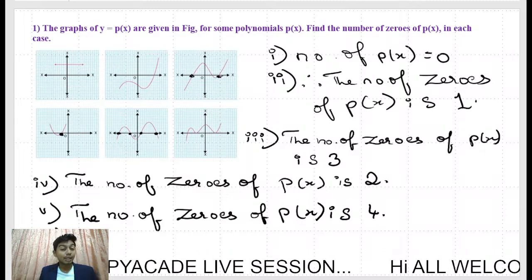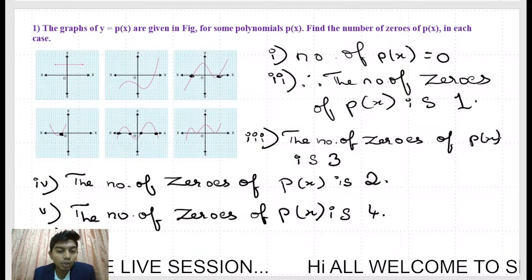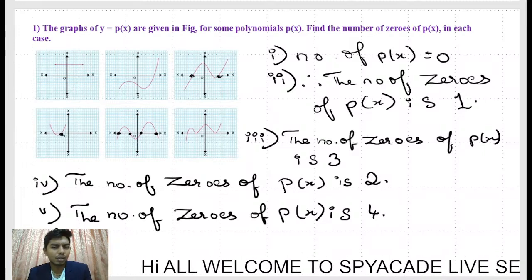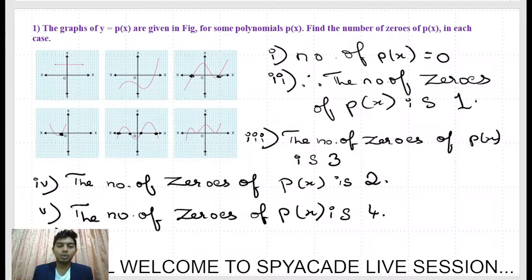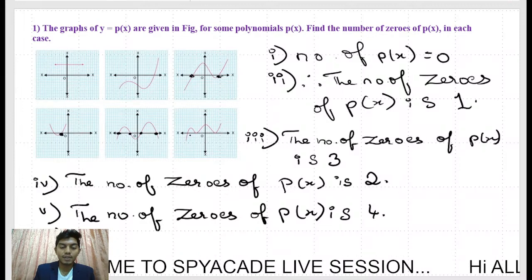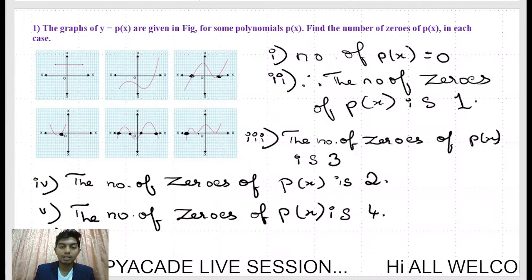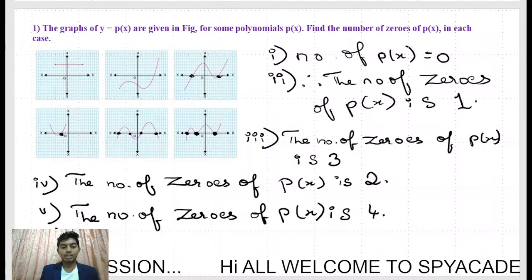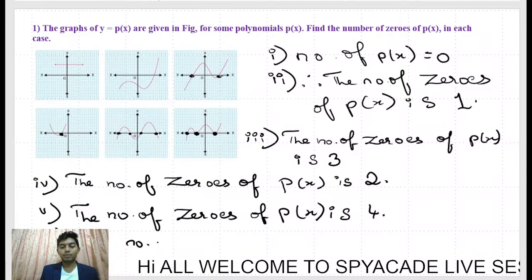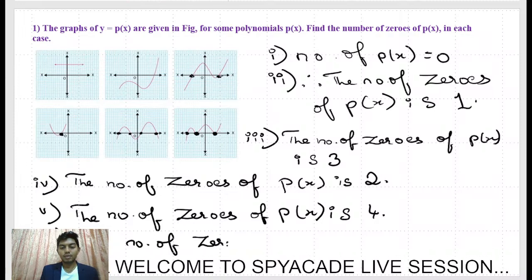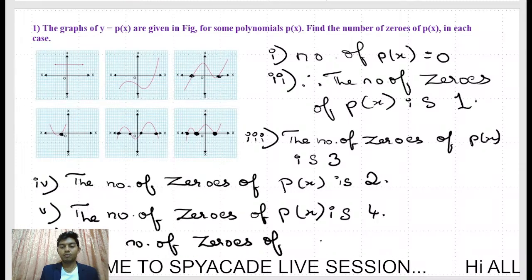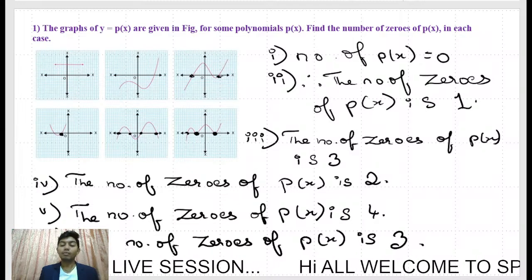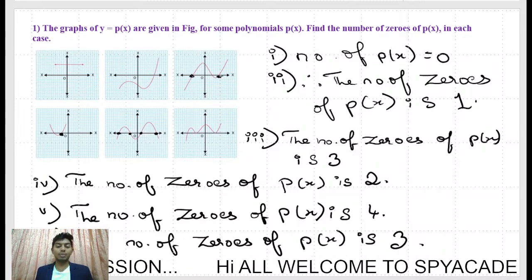And then the last one. See here, it's not crossing at some points but it is touching at some points. So whether we have to include that or not, we have to include. Either it is touching or crossing, we have to include that. See, 1, 2 and then 3. So you have to write the number of zeros of p of x is 3. Got it? Hope it's clear for everyone, right?